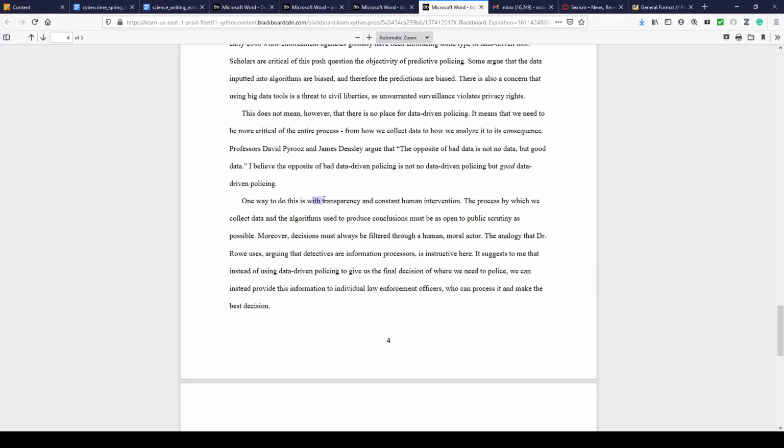So I talk about transparency and constant human intervention. Well, I'm getting this from the work above, where one set of scholars said that we need to be transparent with our algorithms. And Dr. Rose says that, look, detectives have been doing this for years. And so in my mind, I thought, maybe a good way forward is to have this big data policing, but always make sure that the endpoint is a human who can apply a moral compass to the data. And so that's what I did, and that's the paper.